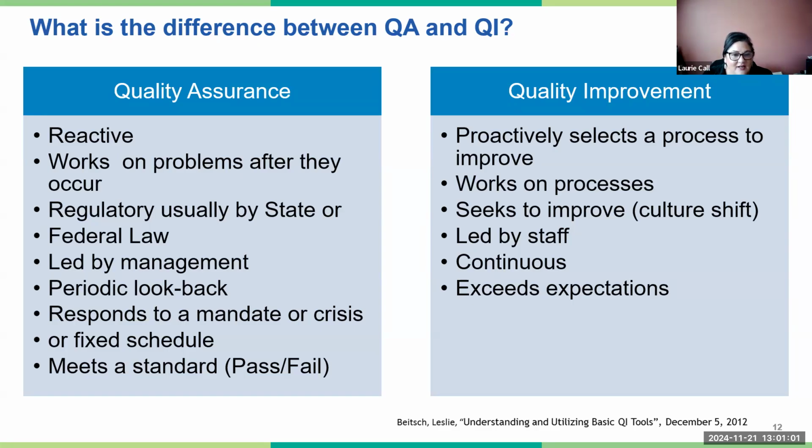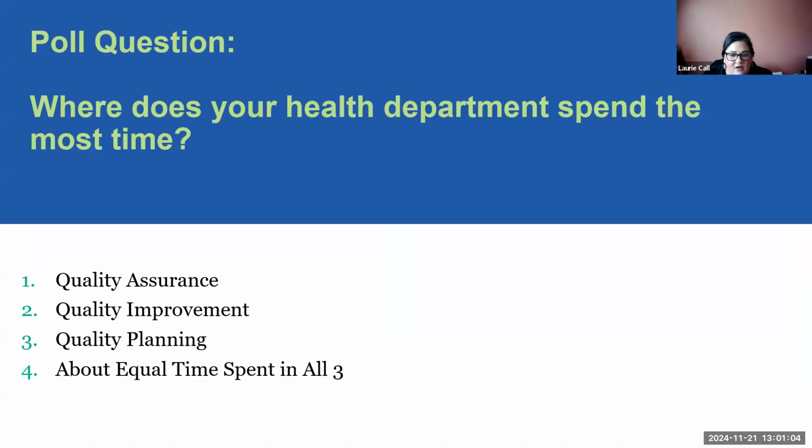Thank you. All right. So here's a poll question for you all to participate in. Thinking about those three different levels, quality assurance, quality improvement, and quality planning, where does your health department spend most of its time? In which of those activities? And it's okay, again, it's anonymous, so we don't know who you are, and we won't ask you to say where you are. No right or wrong answers here. So it's four options: assurance, improvement, planning, or about equal time in all three of those areas. Let us know where you're at there.